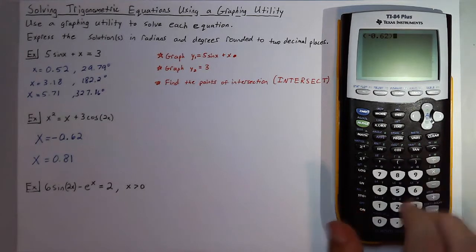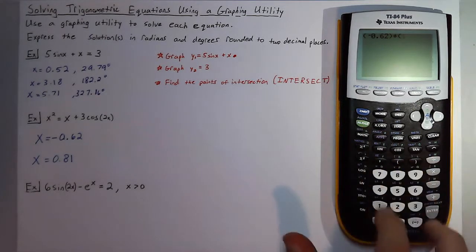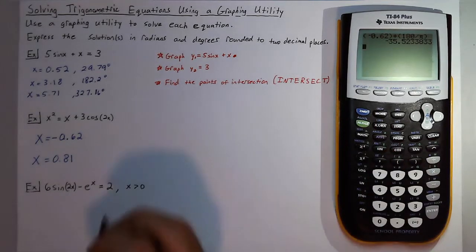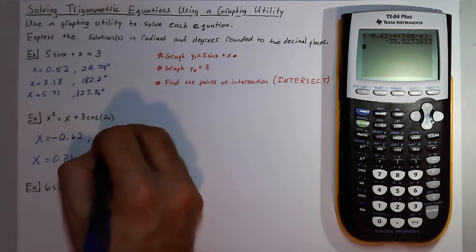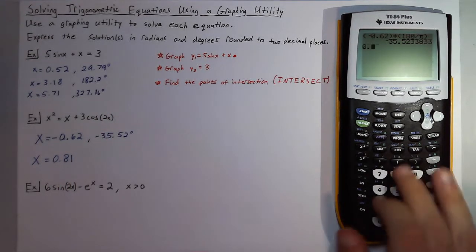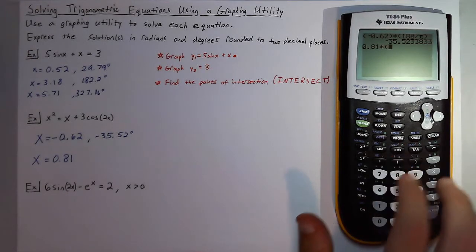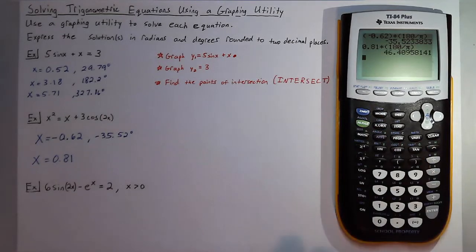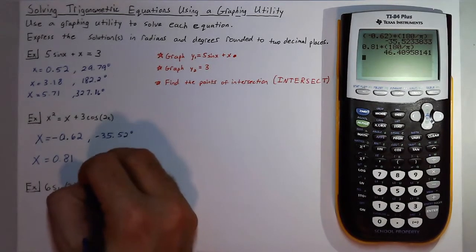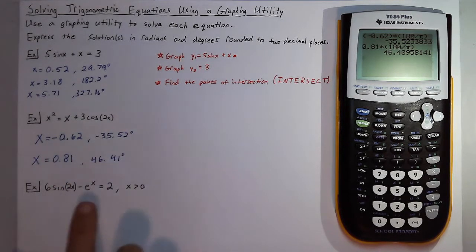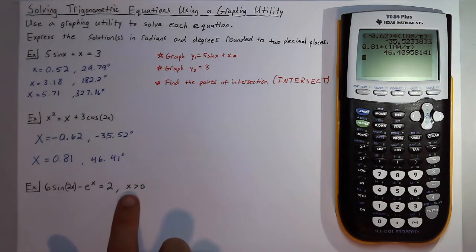I'm not super sure, so I'm going to put -0.62 in parentheses times, again, 180 divided by pi, and close my parentheses. And I get -35.52 degrees. And convert the other one, 0.81 times parentheses 180 divided by pi. And I get 46.41 degrees. Now let's do this last one, because the last one has an important extra definition that I want to tell you why that's here for this solution.